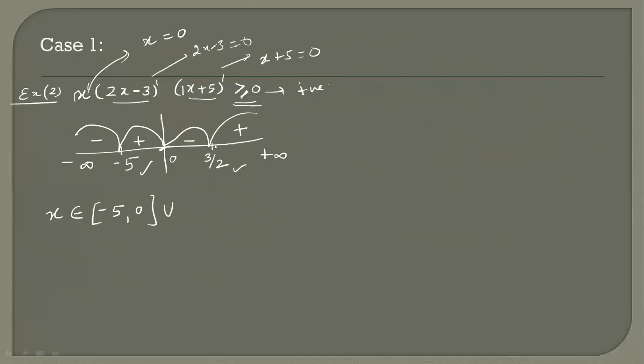Union, because we are getting the positive sign at two places. 3/2 to infinity. And remember here, at infinity we cannot use a closed interval. At infinity we always use an open interval. So this will be the answer for this linear inequality.